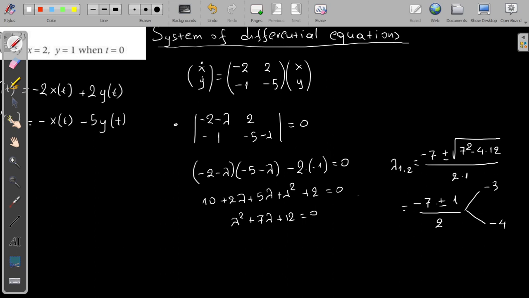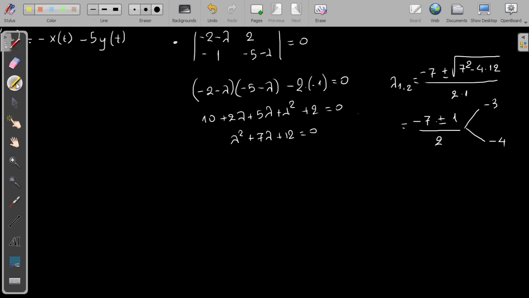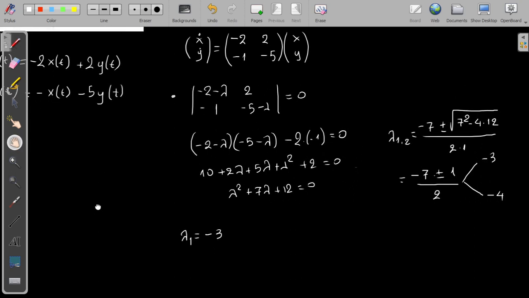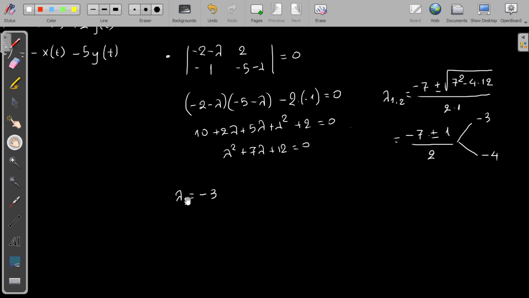So now I have to find my eigenvectors. Let me move here. So the next step is to find the eigenvectors. I will start with my first eigenvalue, lambda 1, which is minus 3, to find the corresponding eigenvector. I'll go to my matrix, which is this one basically, and I will substitute my eigenvalue.